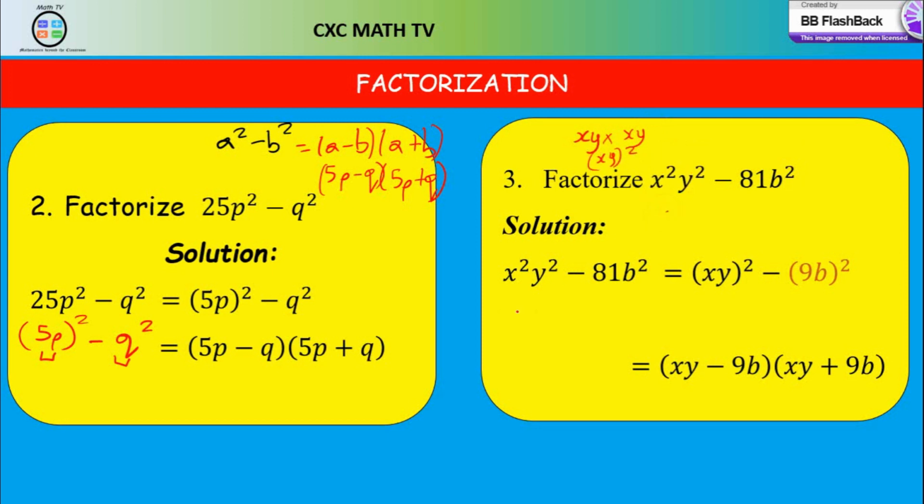So since this is (x times y) all squared, minus 81b squared is really 9b times 9b. So it's (9b) all squared. Now we've got it in the form a squared minus b squared. This is now our a and this is now our b. So the formula says it is (a minus b) times (a plus b). So it's (xy minus 9b) times (xy plus 9b).